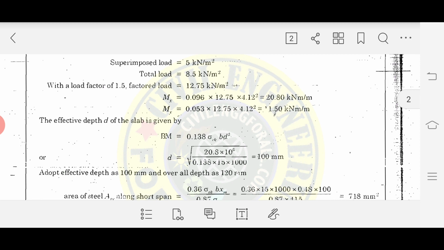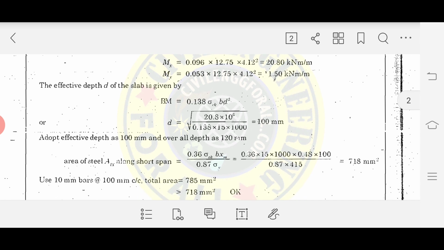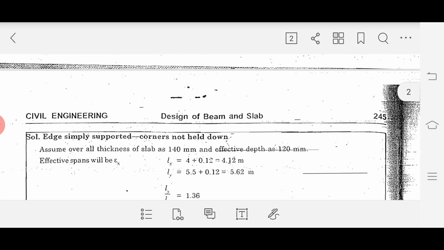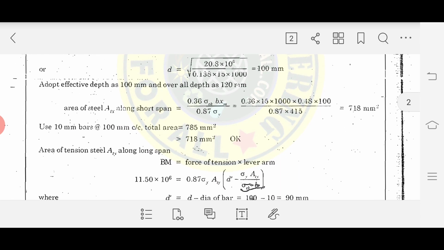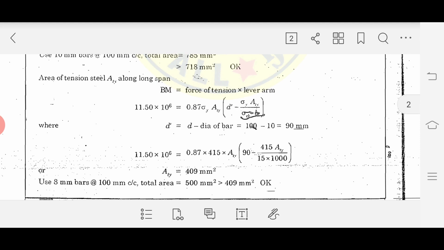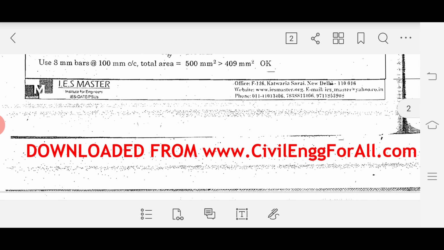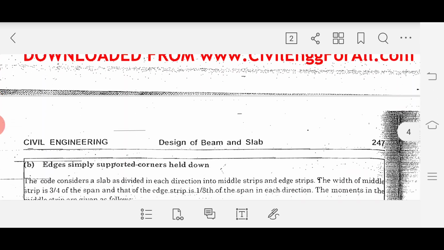You know the formula for bending moment, step 3 is 0.138 fck bd square. You know everything, put the d on one side, bring everything to the other side, you are getting depth 100 mm. Whatever we assumed here, 140 mm, we need not proceed with this one, so 100 mm is enough. So putting that 100 mm and overall depth 120 mm, we are going to provide the reinforcement. The same formula, I hope you know, 0.87 fy Ast into, this is for Ast limit they have given here. Then they have checked shear force, and then they have checked the development length.